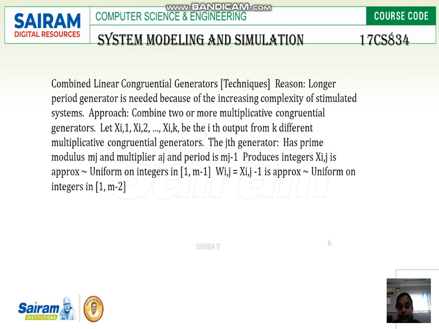So this is how combined linear congruential generators and linear congruential generators work. This is nothing but combining two or more multiplicative congruential generators, and it is primarily used in generating sequences of random numbers and also pseudo random numbers. We already saw that pseudo random numbers are not truly random, and there are many problems when generating them. So this is how it works. Thank you.